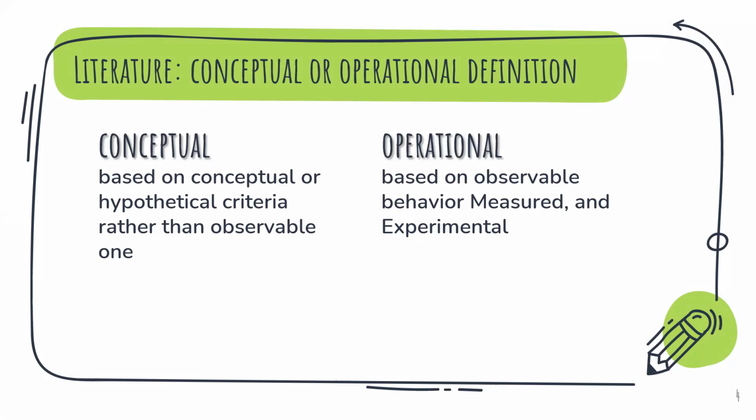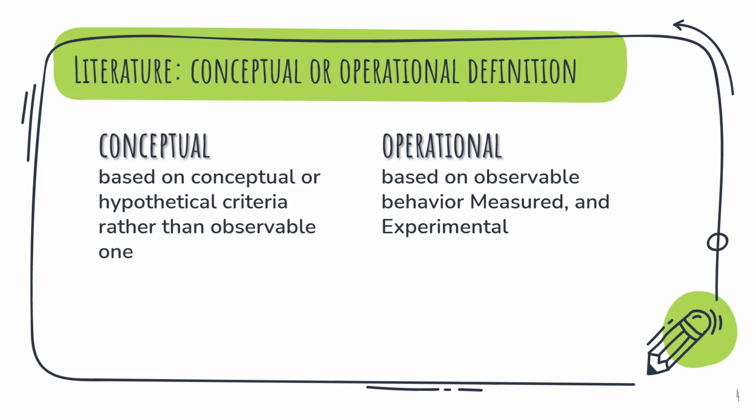Number one is the conceptual definition and the operational definition. Of course, we already understand that when we say conceptual definition, it is based on the hypothetical criteria rather than the observable one. Usually, madidefine ito using dictionary and other general references. While operational definition in terms of review of related literature is based on observable behavior, measured and experimental. Meaning, this is how we use the different terms in our research.